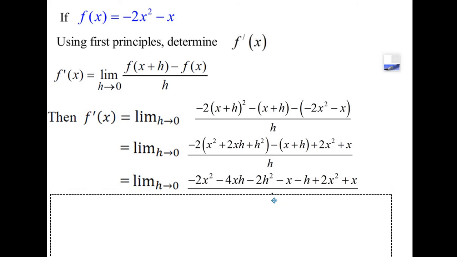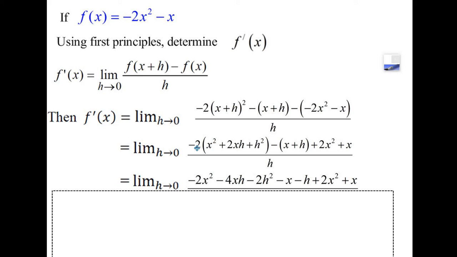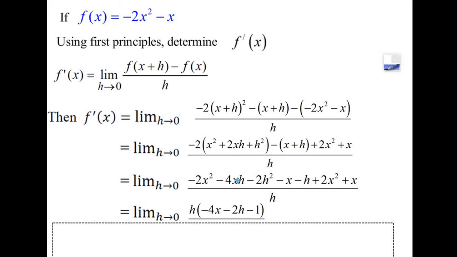Now, we just work out this bracket up here at the top. We get minus 2x squared, minus 2 times 2 is minus 4xh, minus 2 times h squared is minus 2h squared, minus x and minus h. Well, a lot of things are going to leave. You see the minus 2x squared and the 2x squared, the minus x and the plus x, they all leave. And then you factor out an h out of the 4xh, the 2h squared, and the minus h. You put it in front, and you've got minus 4x, minus 2h, minus 1.